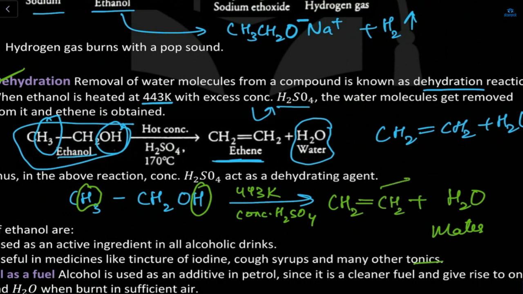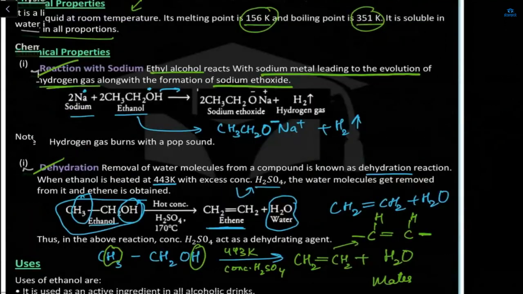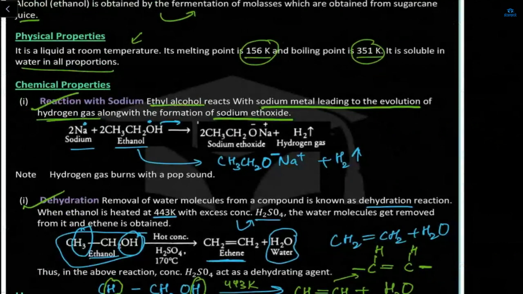Why? Double bond will be there because CH and again CH2, 2H I mean. So 1, 2, 3, 4 and 1, 2, 3, 4. ठीक है? Any doubt? Ridhima, Shazan? Simple है ना? Dehydration and reaction with sodium.